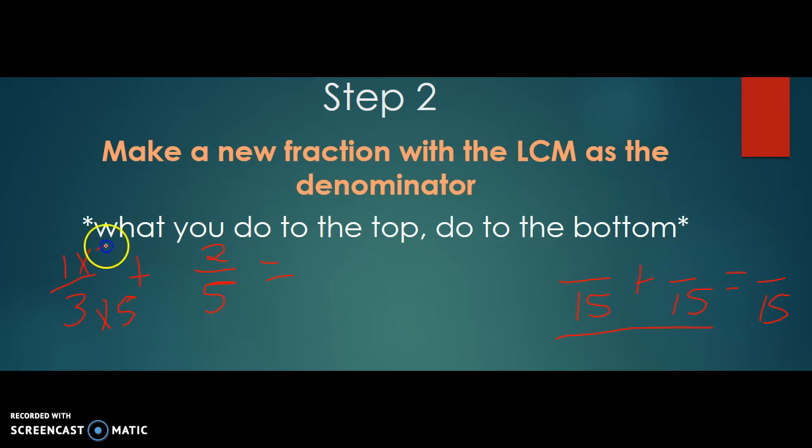So I need to say 1 times 5, which gives me 5. Over here, we have 2/5. What can I multiply 5 by to give me 15? 3. What I do to the bottom, do to the top. So 2 times 3 is 6. So my new problem is 5/15 plus 6/15.